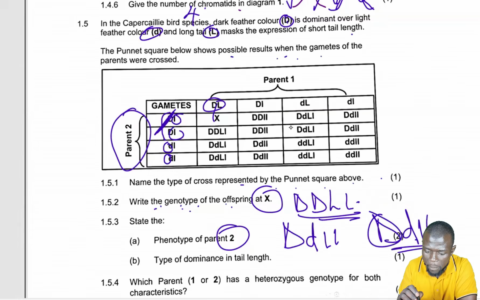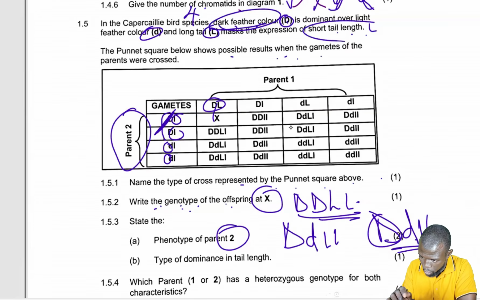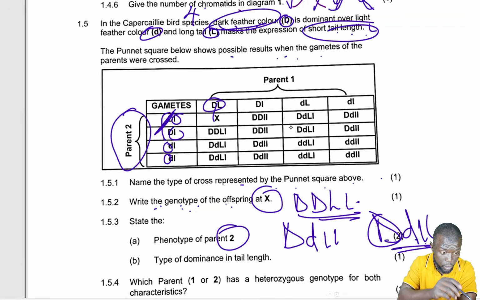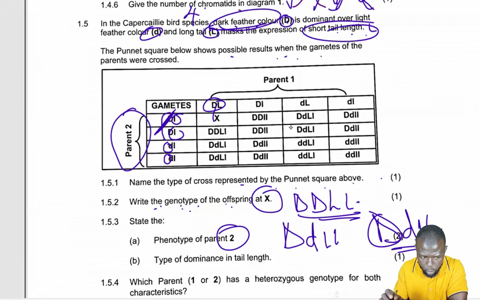Capital D means what? We come back and find out. Capital D is dark feather. And small l, small l. Long tail masks the expression of the short tail, so this is small l. So it means that it's going to be dark feather with short tail. So that is going to be the most correct answer.